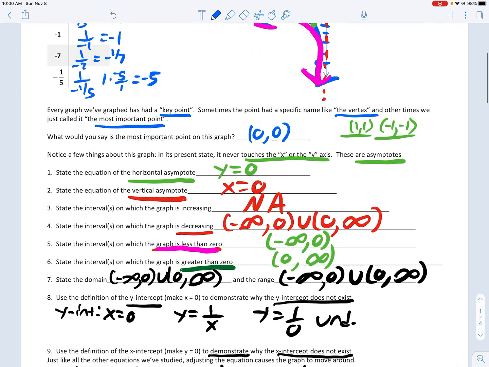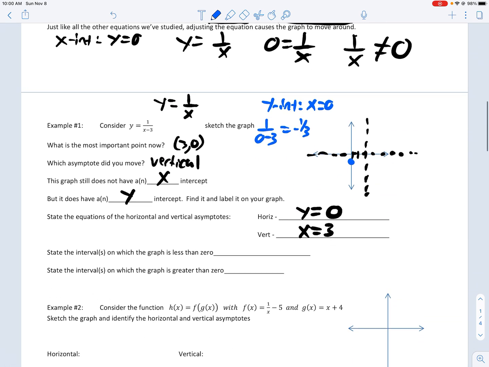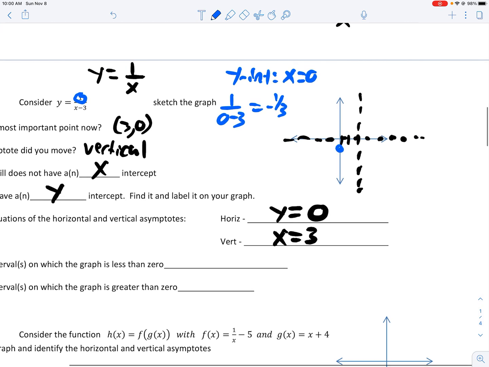Now remember, I talked to you about those 2 other special points, (1, 1) and (-1, -1). Since this is a 1, I can go to that new key point that was (3, 0) right there. I can go right 1 and up 1. I can go left 1 and down 1. And those are 2 free points I can get every time because that's a 1. So now I can sketch my graph. It looks like this. Comes down, and I know it's going to be really close to both asymptotes.